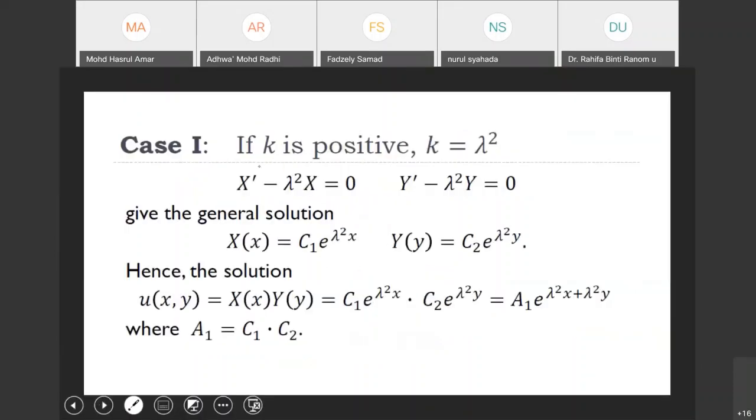Okay, then this is how you do it. If k is positive, k equals to lambda squared. Kenapa kita let it equals to lambda squared? Because lambda squared is always positive. Doesn't matter lambda is negative or positive. When you have this squared, then it give us k always positive. You masukkanlah dalam you punya ODE. So X prime minus lambda squared X equal to 0 for the independent variable x. Then Y prime minus lambda squared Y equal to 0 for variable y.